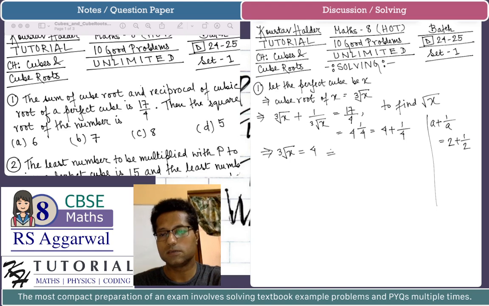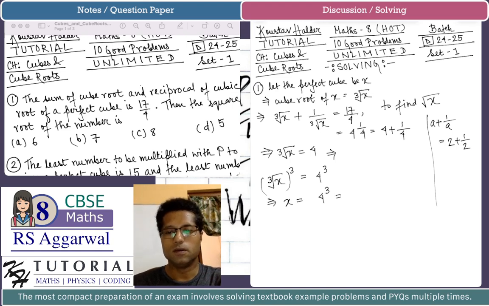If you take cube, this implies we have cube root of x equals 4. So if I take cube on both sides, I will get 4 cube. This implies x is equal to 4 cube. Now why cube root of x?